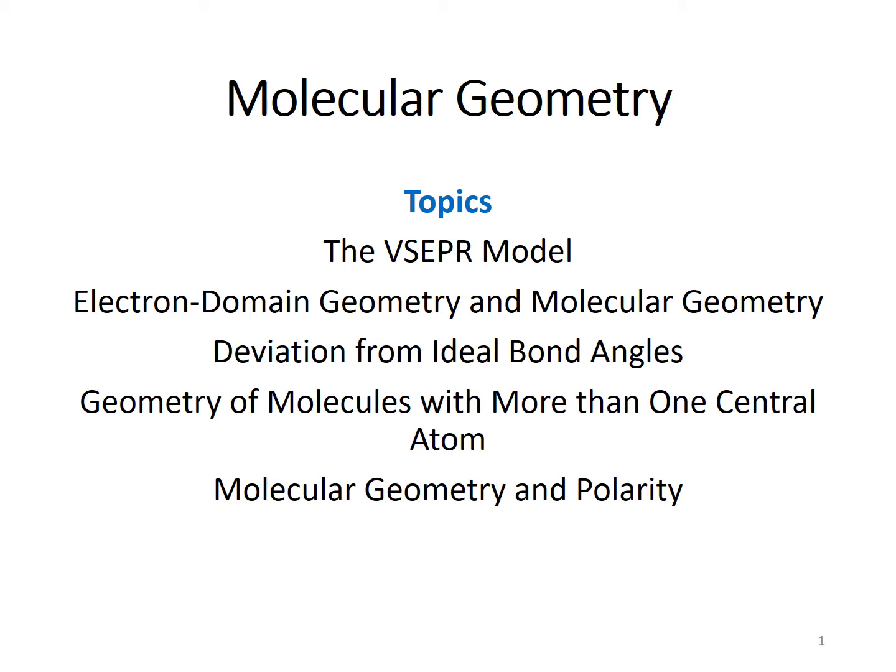There are ideal bond angles associated with these different geometries. There are some deviations that we'll want to learn. And we'll also talk about the geometry of molecules when they have more than one central atom. A lot of the Lewis structures we've dealt with so far have just one central atom, and those are simpler situations. Then lastly, molecular geometry and how that deals with polarity.